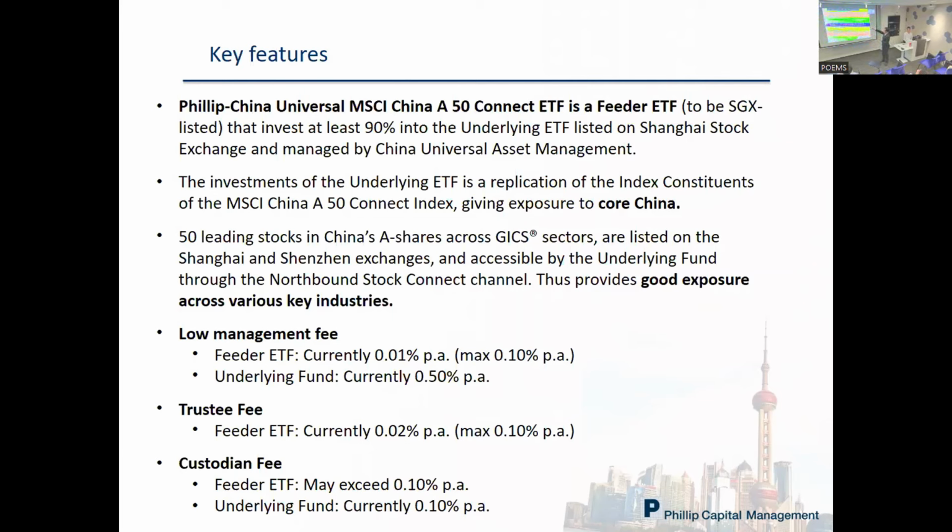Basically, as it says here, we invest at least 90% mainly into the underlying ETF that's managed by China Universal. So in this way, we will be able to track the index that is known as MSCI China A50 Connect, right? That's the benchmark for this ETF, an index provided by MSCI. So that is 50 of the leading stocks in China A-shares, right? I will look at a bit more of the index in detail: 50 leading stocks in China's A-shares across the big sectors. Okay, next slide.